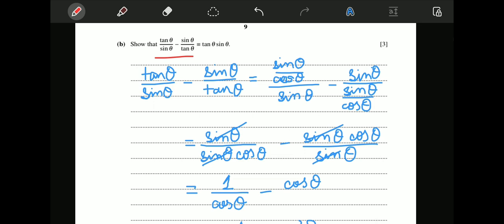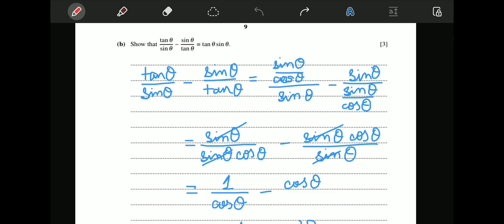So first what we can do is change all the tan to sin over cos. So this is what we have done. Then simplify this a bit, sin theta over cos theta sin theta, and minus sin theta. This is what is dividing in the denominator. When we multiply, it will become cos theta over sin theta. So this will become sin theta cos theta over sin theta.